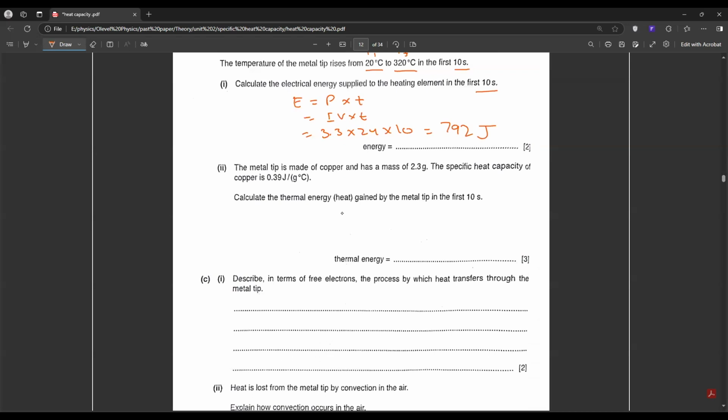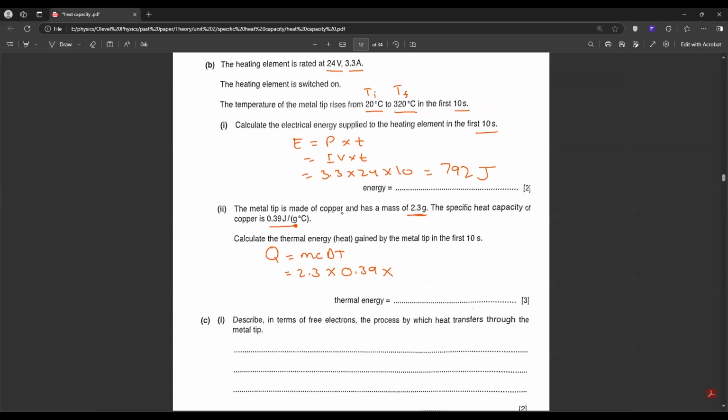The metal tip is made of copper and has this mass. The specific heat capacity of copper is this. Calculate the thermal energy gained by the metal tip in the first 10 seconds. So Q is equal to mc delta T. Your mass is 2.3 grams, and I wouldn't convert it into kilograms because my specific heat capacity is also in grams, 0.39. What is the change in temperature?